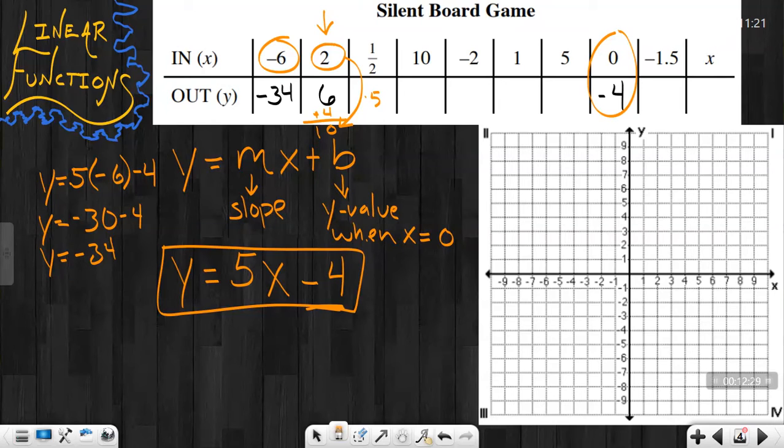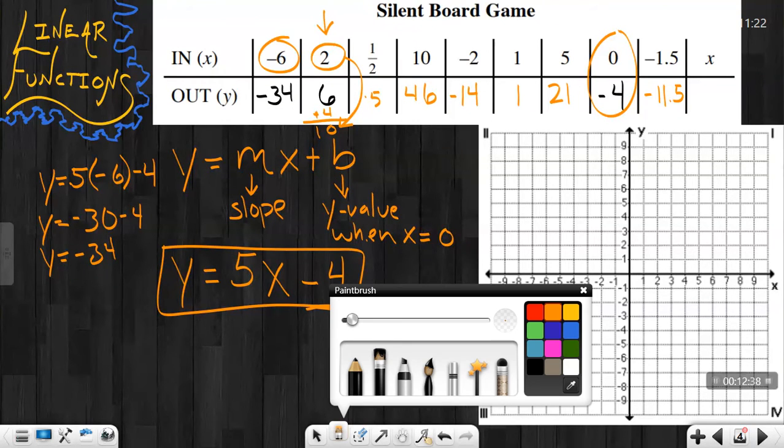And you can just keep plugging different values into your table. Go ahead and try and do that. All right, check your values in the table. See if you got the same thing that I did. All right, and now let's plot it on the graph.